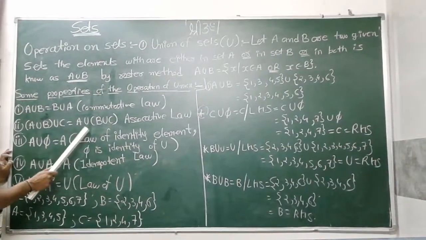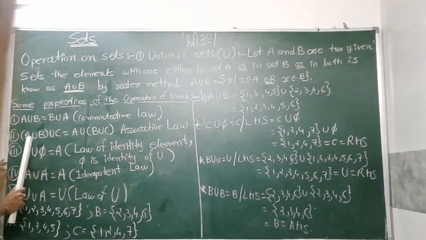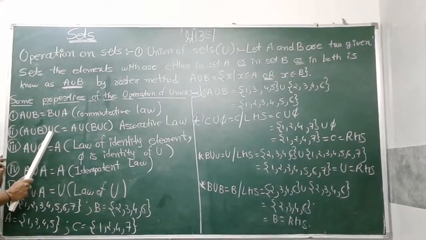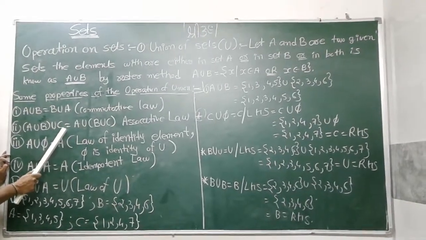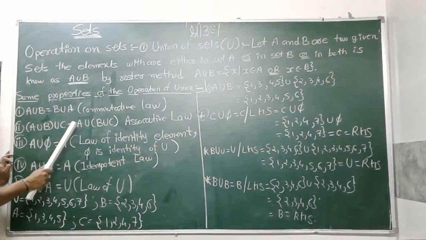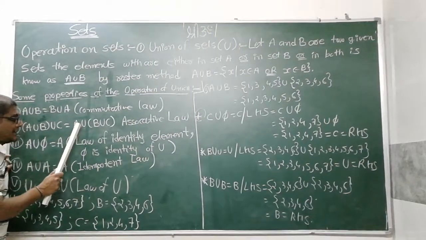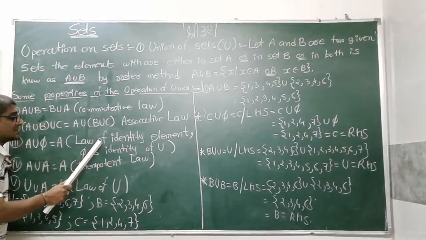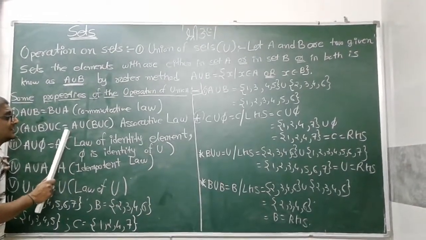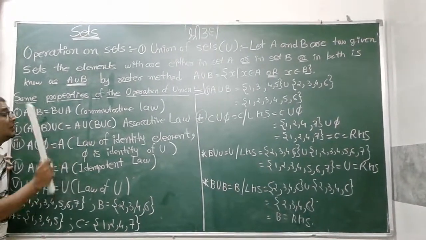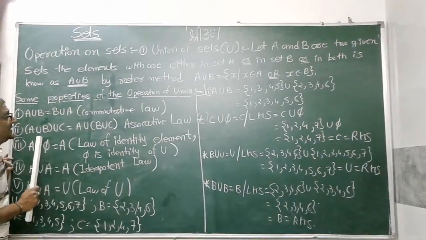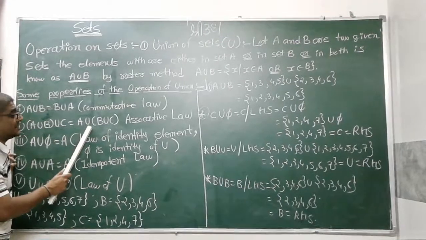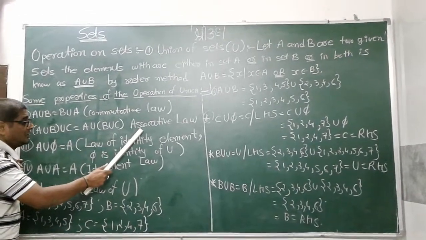Now what you have to do here: three sets are given. First of all, for the LHS, find the union of A and B, and whatever elements you get, take the union of that with C. That is equation number 1. For the RHS, you do the union of B and C, and whatever answer comes, you do the union with A. That is equation number 2. If your calculation is correct, then equation 1 is equal to equation 2, that is LHS is equal to RHS, and that is known as the associative law.